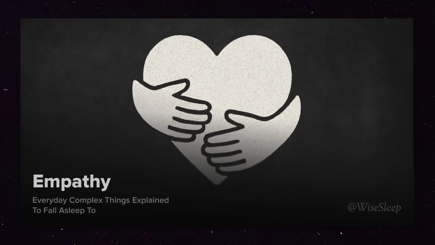Empathy comes in different forms. Cognitive empathy is when you understand what someone is feeling. Emotional empathy is when you actually feel some version of their emotion. Then there's compassionate empathy, when that feeling moves you to help.